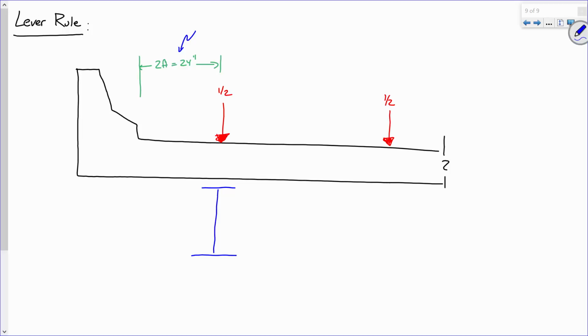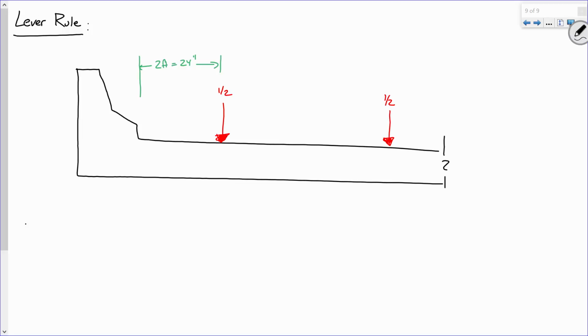Now, this truck is always placed 2 foot from the barrier. What ended up happening in the example that we did in class is that 2 feet from the barrier just so happened to put that load right under that exterior girder. So this load is always 2 foot from the barrier, and it's independent of where the girders are. It doesn't really matter. Does that make sense? Any questions about that?